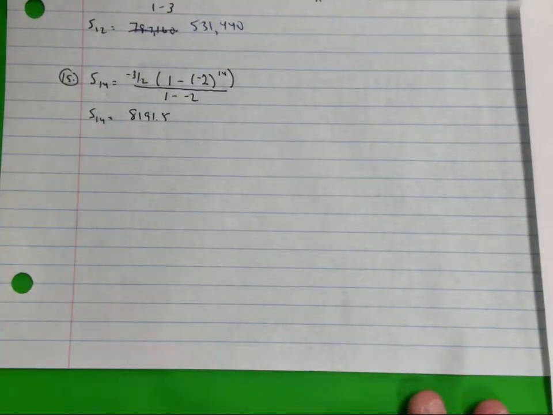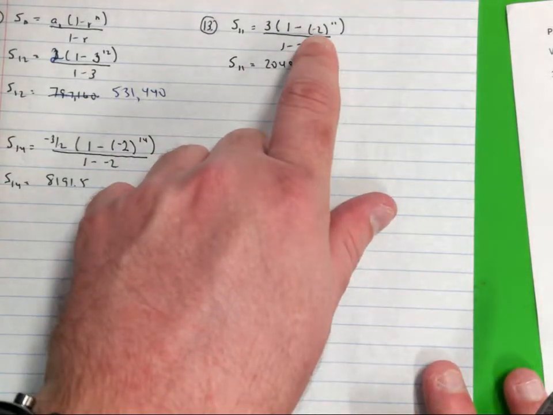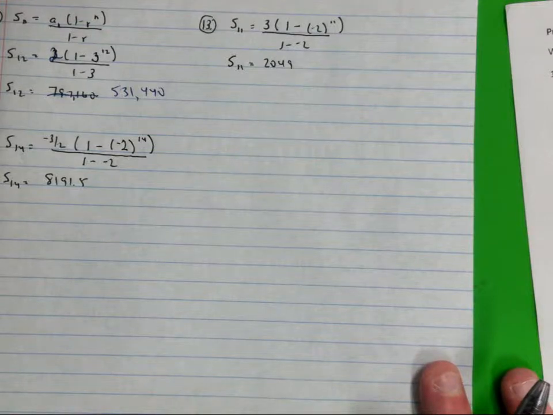And then number 15 is 8,191.5. Did y'all get that? Mary Catherine, you good? Yeah, I have a question on the other side. Okay. Yes, Pascal, go ahead. Number 13. I want you to put in your calculator right now, negative 2 to the 11th. That's where I guarantee you messed up, and retry it, okay?